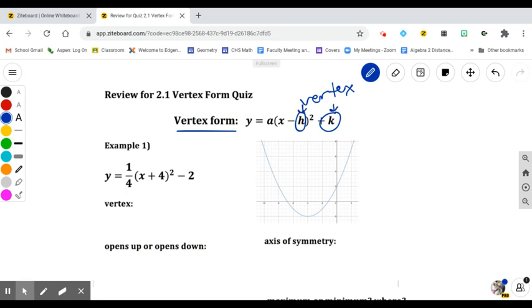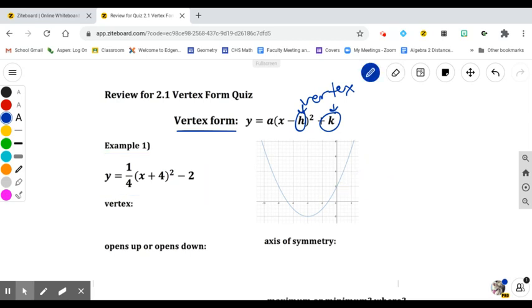Your a, remember, can tell you if it's a stretch or a compression. We'll talk more about that down here. Also, the sign of a tells you if it opens up or opens down. So this equation matches with this graph. I figured we could reference both of them since your quiz has both of them on it.